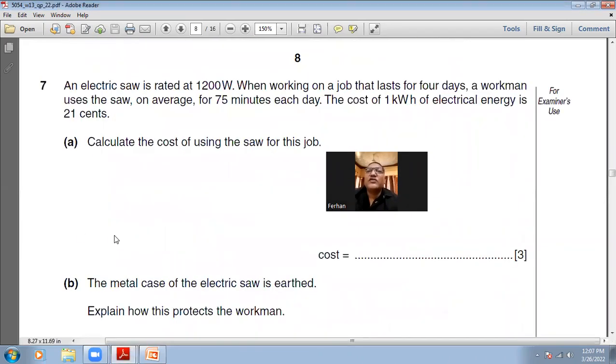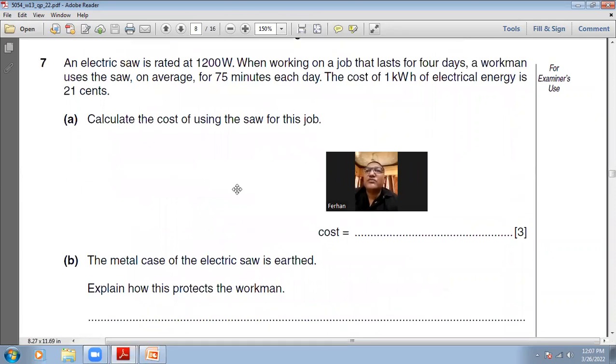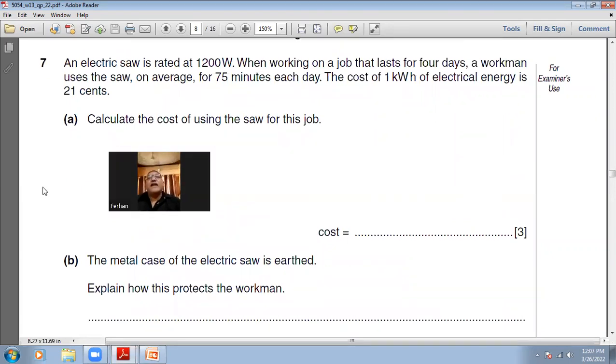Okay, so we are going to the next question. The next question is question number 7. An electric saw is rated at 1200 watt. When working on a job that lasts for 4 days, a workman uses the saw on average for 75 minutes each day. The cost of 1 kilowatt hour of electric energy is 21 cents. Calculate the cost of using the saw for this job.